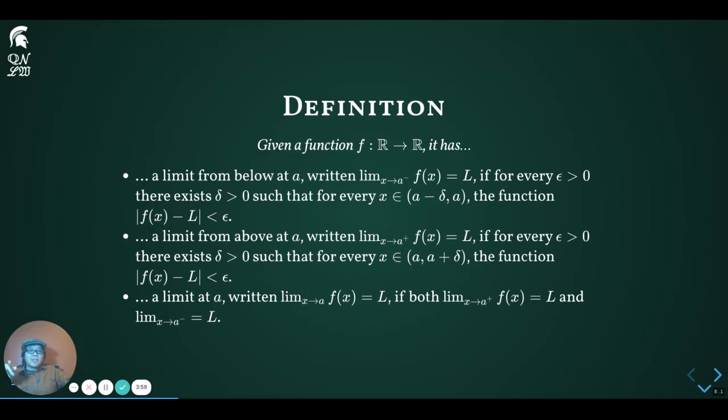Similarly, the function has a limit from above at a point a, and in this case, we switch the superscript to a plus in the limit notation if for every positive epsilon there is a delta such that on the interval from a to a plus delta, the function f is not different from L by more than epsilon. In this case, we concentrate on the open interval from a to a bit over a. And finally, we say that the function has a limit at a if it has both a limit from below and a limit from above, and the two values agree.